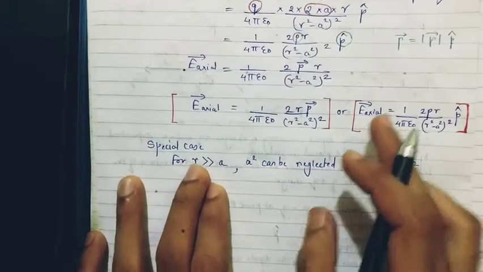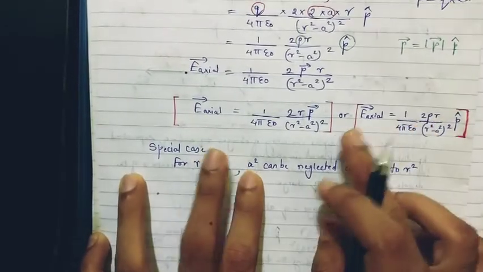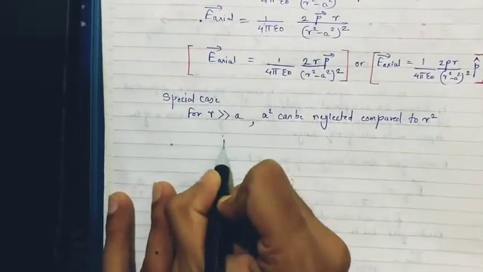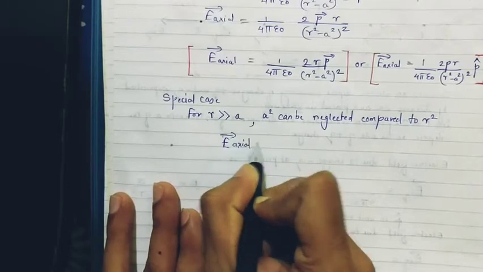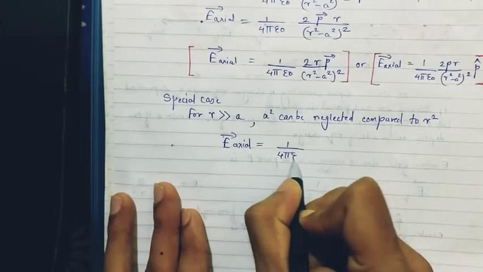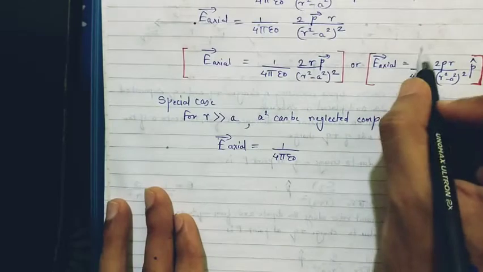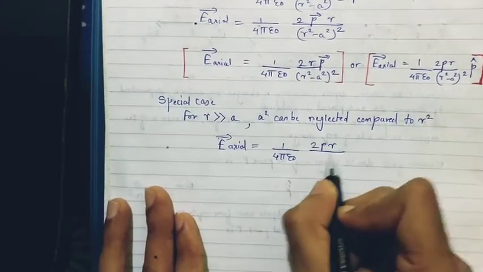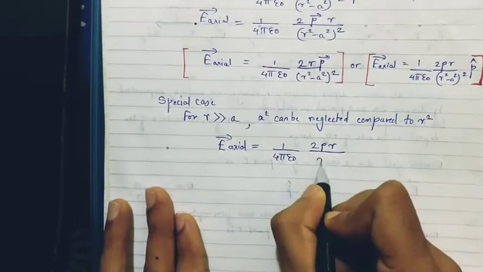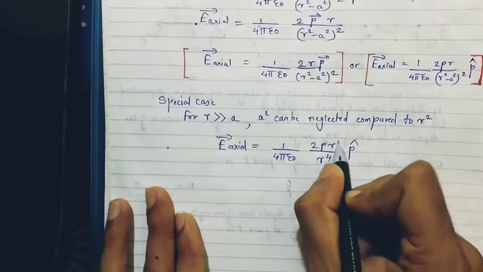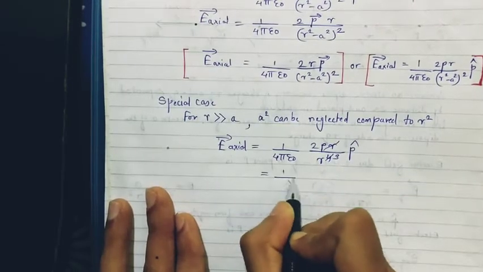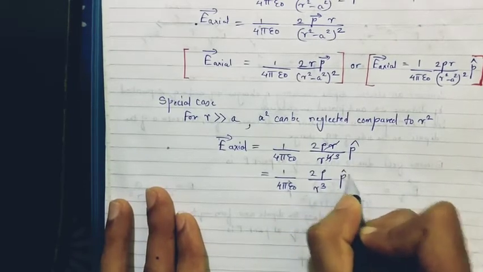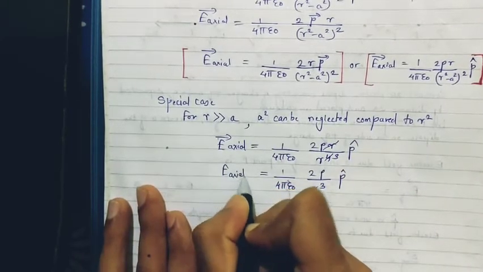Since distance r is very much bigger as compared to distance a, we can ignore this term a square. So if we ignore this term a square, what will be our E axial formula? It is going to be 1 upon 4 pi epsilon naught, 2pr upon, removing this a square term, r square square, so r raised to 4, into p cap. So this will get cancelled, and it's going to be 1 upon 4 pi epsilon naught, 2p upon r cube into p cap. So this is your final statement.